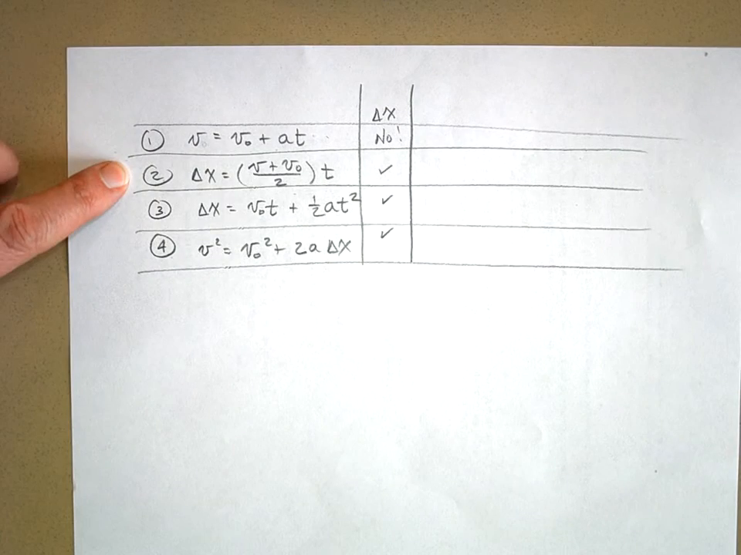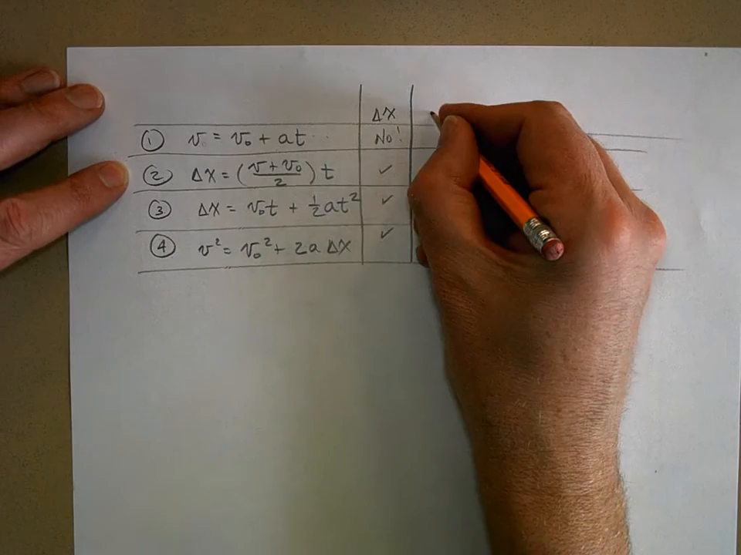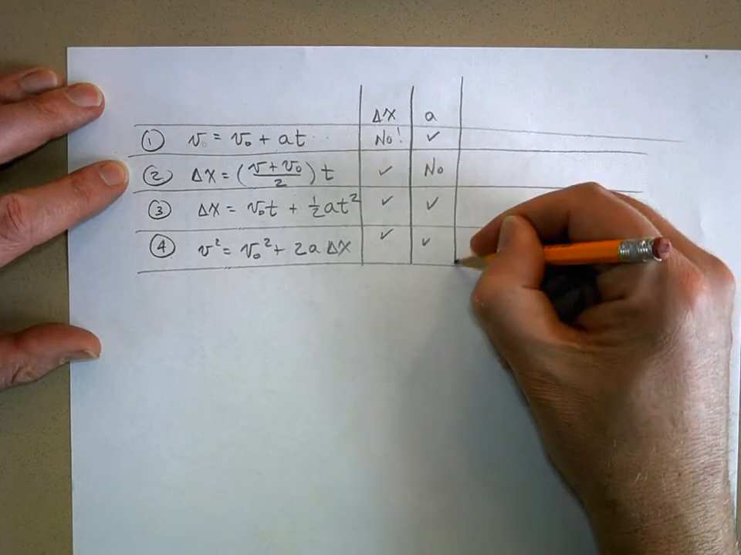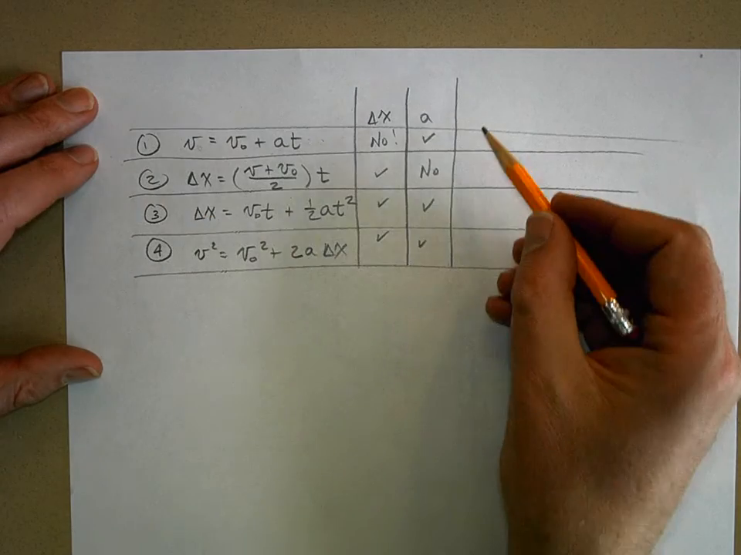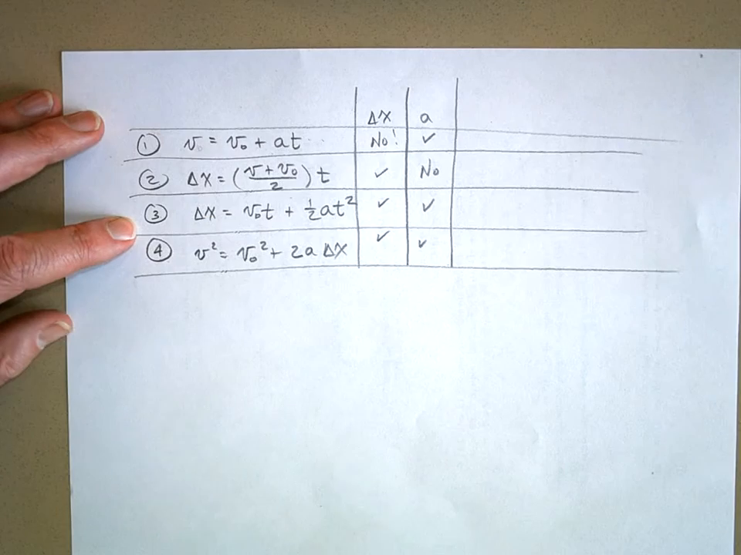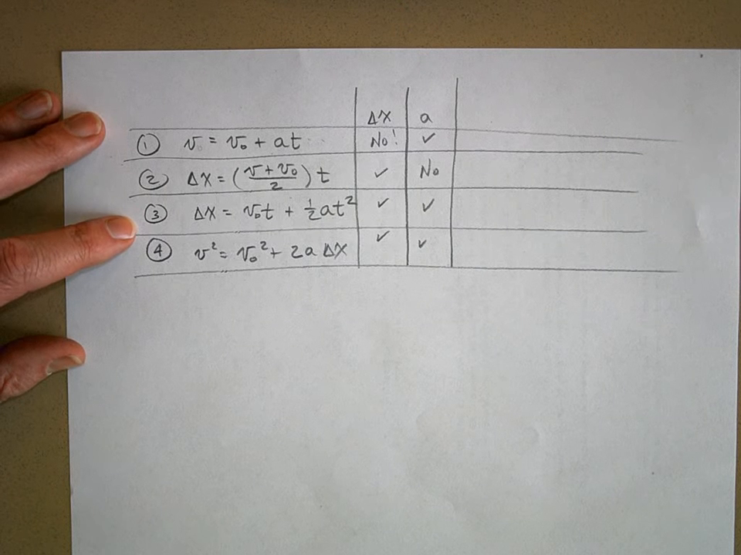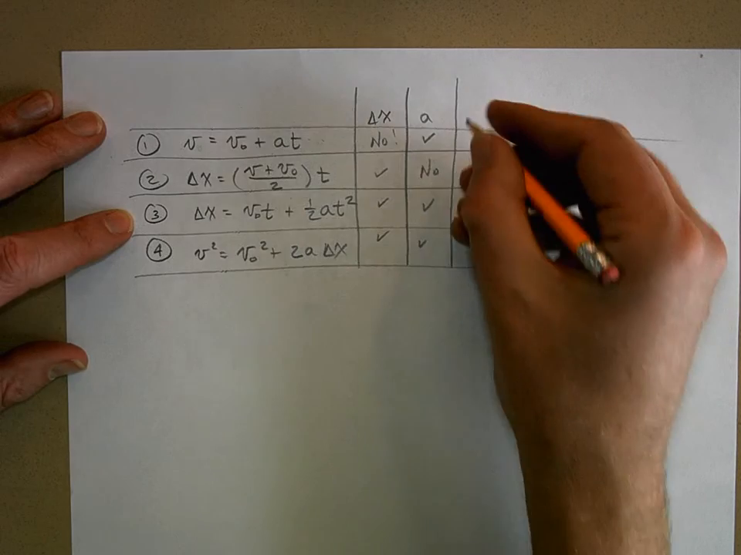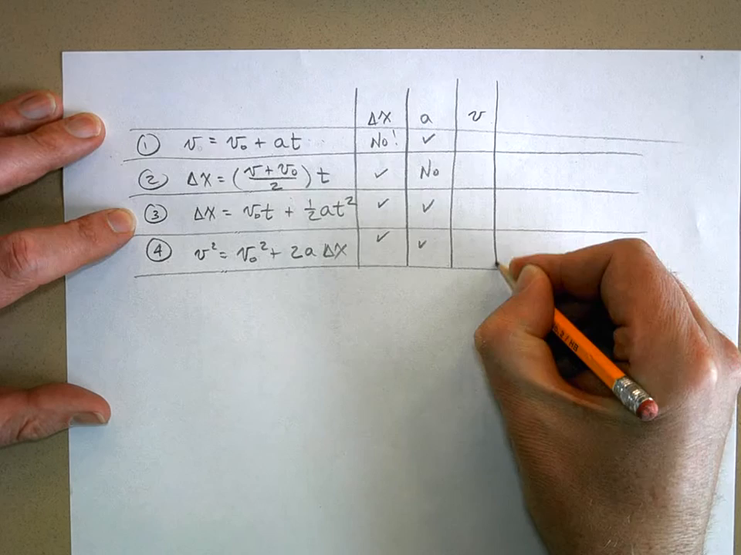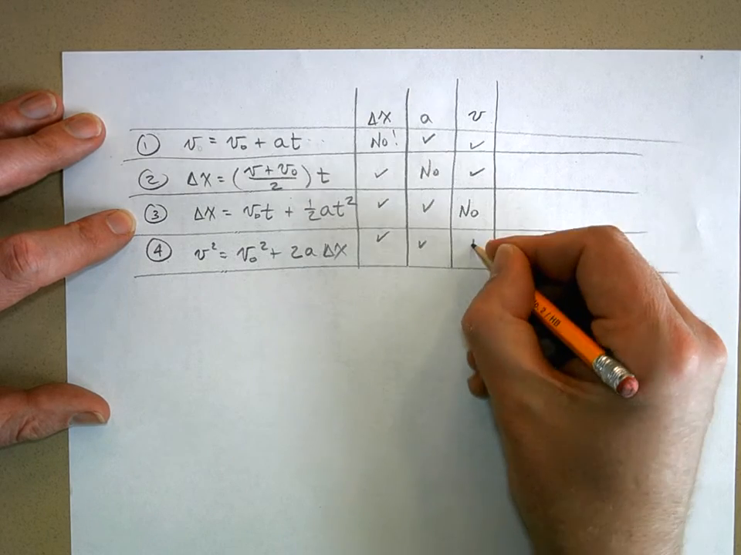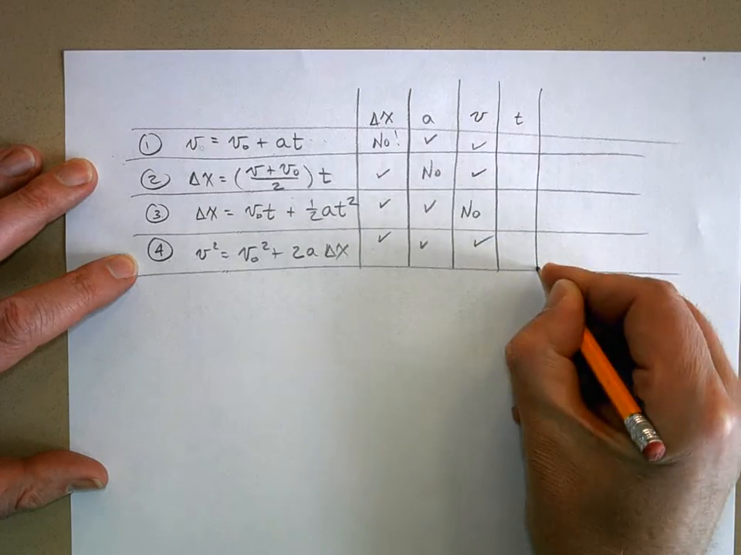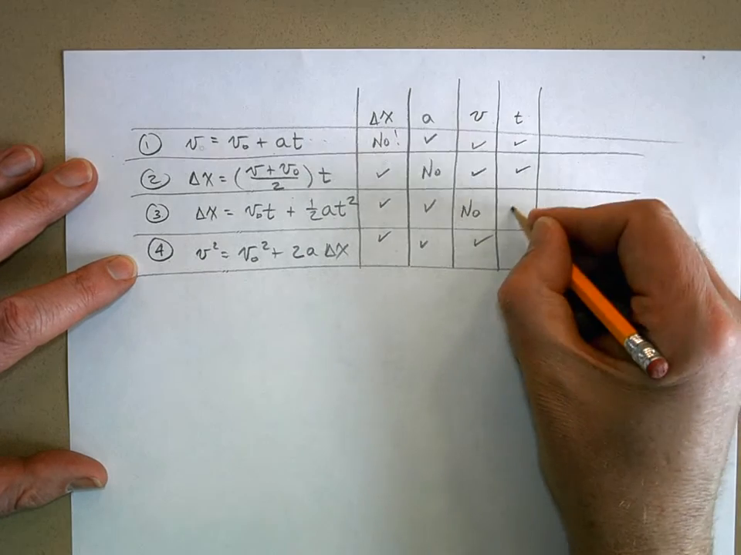What quantity is missing from the second equation? Acceleration. Yes, no, yes, yes. What quantity is missing from the third equation? It's in all the others. The final velocity. Yes, yes, no, yes. And what's missing from the fourth? Time. Yes, yes, yes, no.